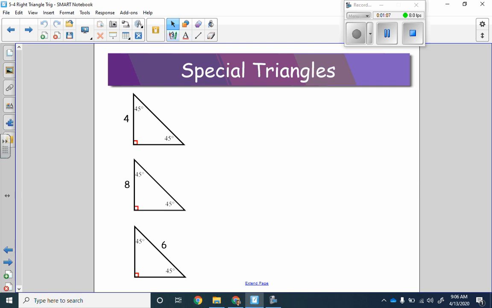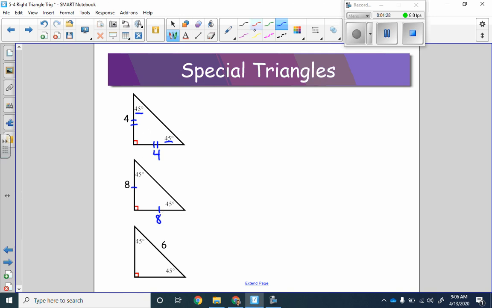Hopefully you can recall that the fact that these angles are congruent to each other tells us that this has to be an isosceles triangle. So if this length over here is 4, then this side here has to be 4. Same thing goes with all of these triangles. These two legs would both have to be 8.